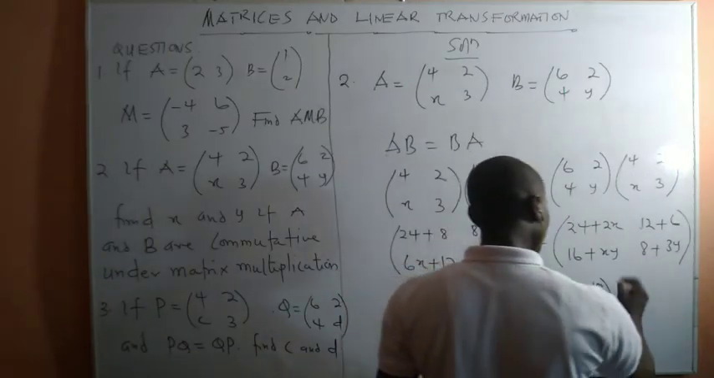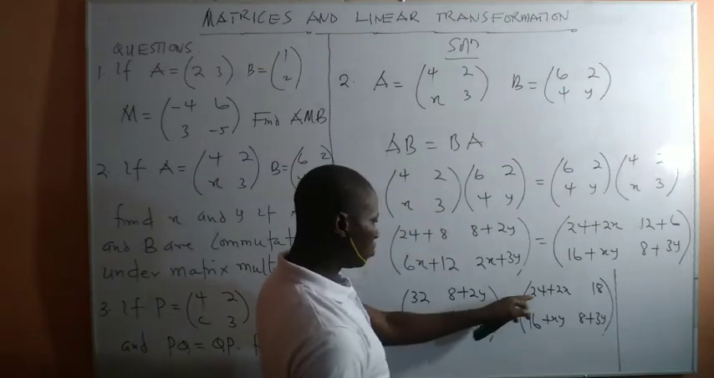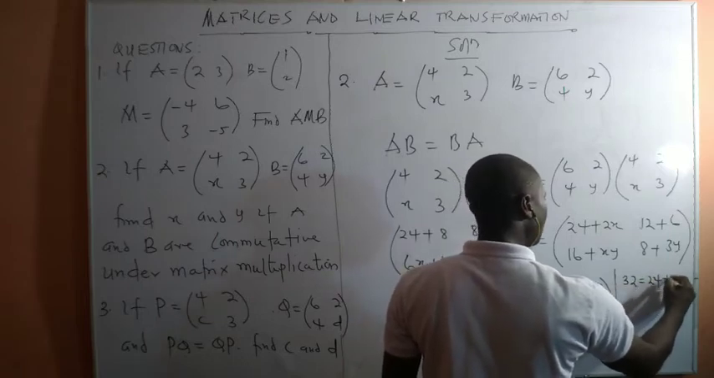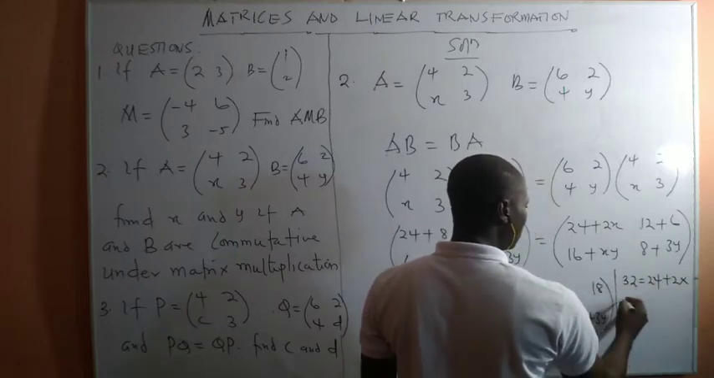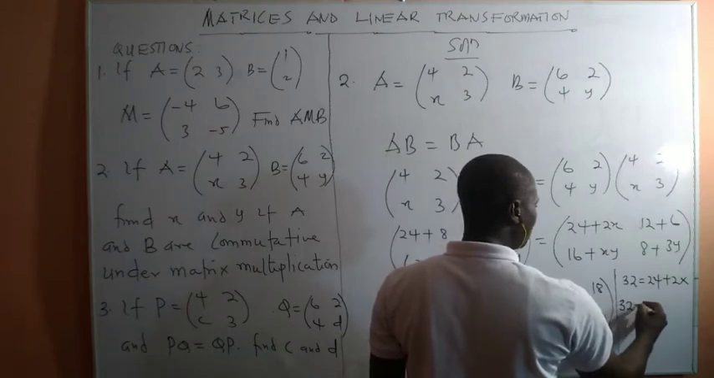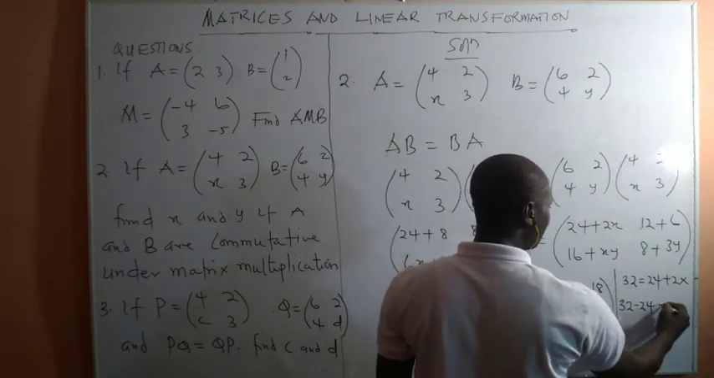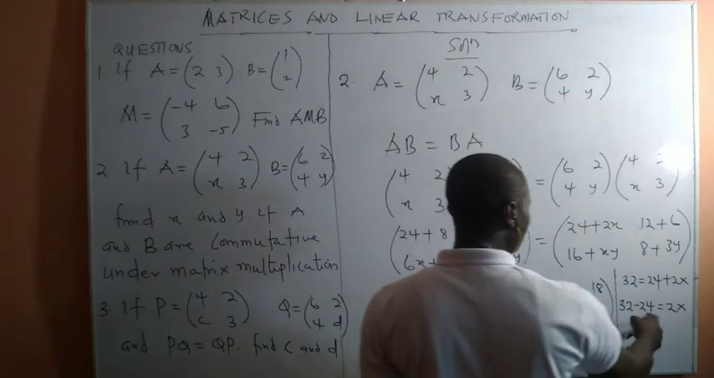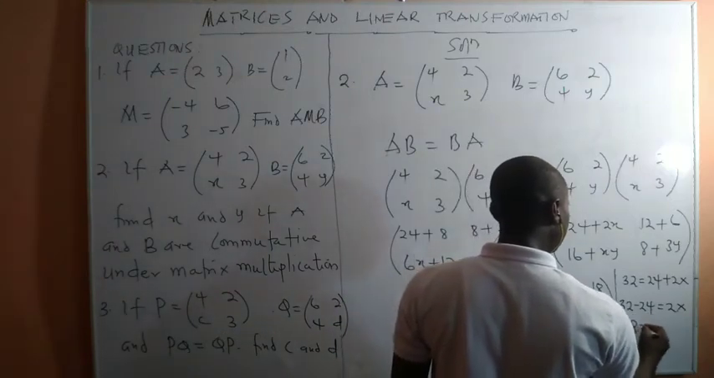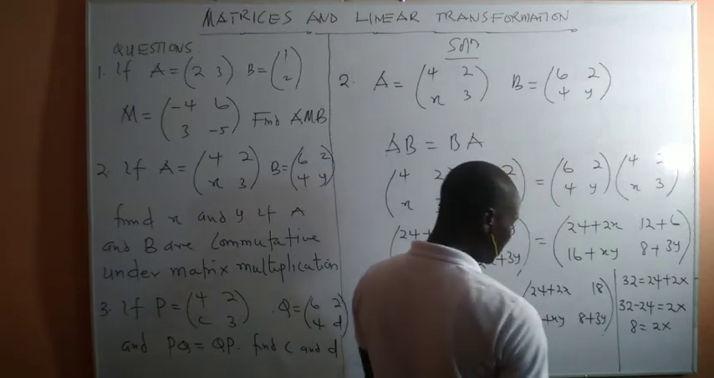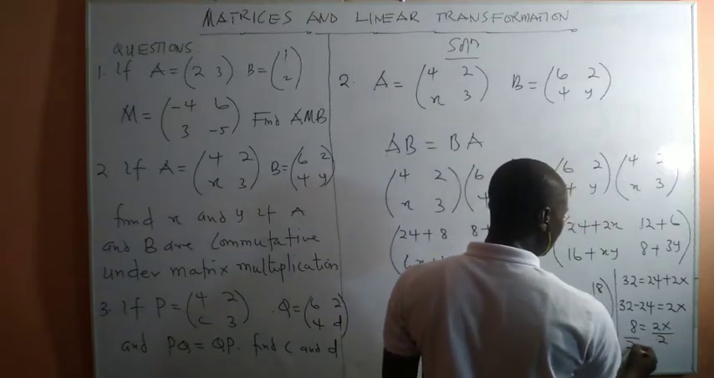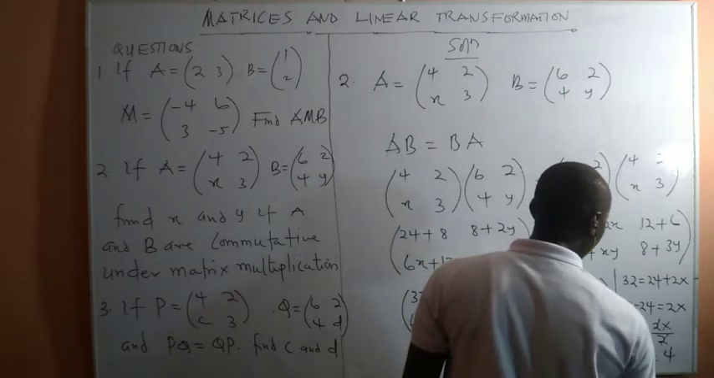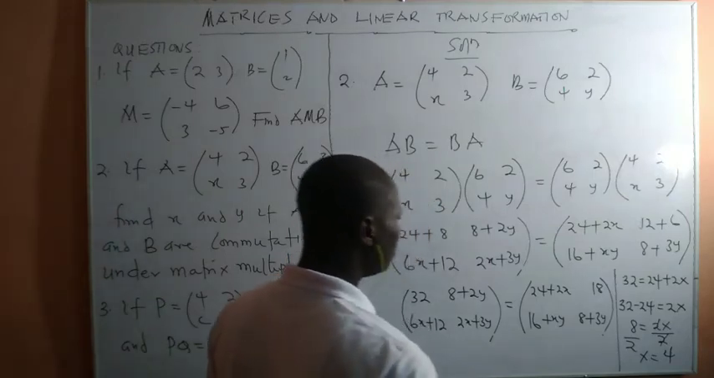So now, to simplify, we say that 32 equals 24 plus 2x. Now, in simplifying this, we have 32 minus 24. That is, 24 on the left becomes minus 24, and this will be equal to 2x on the right hand side. And now, we subtract 24 from 32, and the result is giving us 8. So 8 is equal to 2x. Making x the subject, we divide both sides by 2. Then we have the value of x equal to 8 over 2, which is 4. And so the value of x is 4.